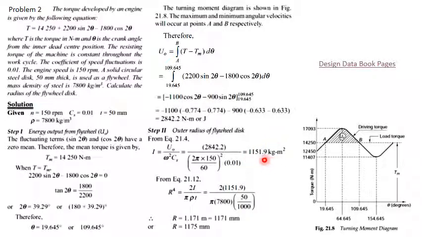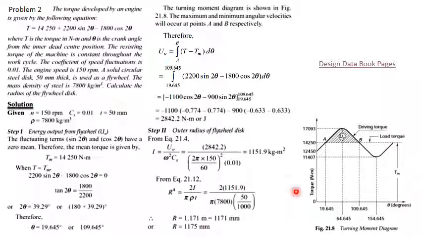Now equating this value, from the table for a solid disc flywheel we have I in terms of R, rho and t, and putting the values in that equation. Rho is known, thickness is fixed at 50 mm, and converting 50 mm into meters, it is 50 by 1000. Here we can find the value of R, and R comes to 1175 mm.